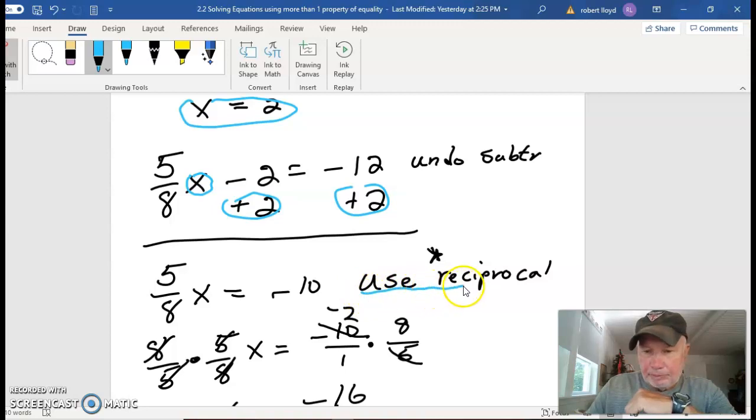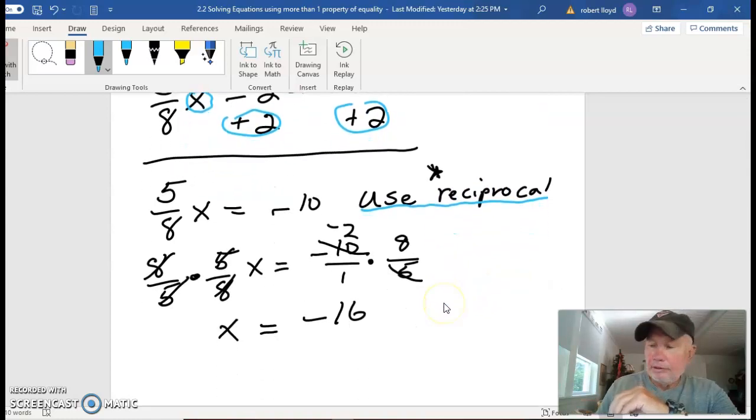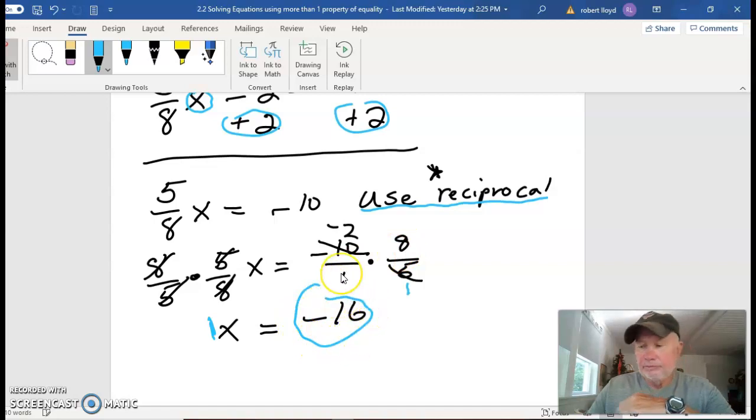Then we use the reciprocal to do everything in one process. So the reciprocal of 5/8 is 8/5. So we multiply the 8/5 by each term. In this case, 8/5 times the 5/8. Everything cancels, so we're left with just where we want to be at 1x. -10 over 1 times 8/5. We can cross cancel here. 5 into 5 once. 5 into -10, -2 times. -2 times 8 is -16.